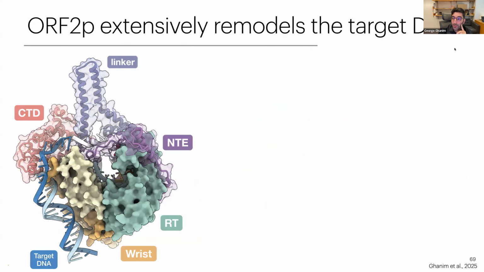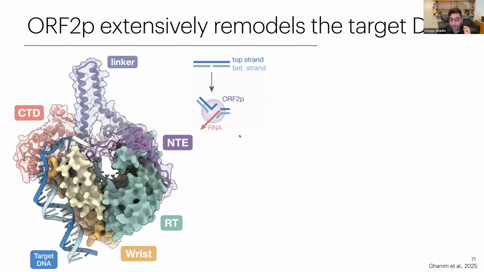Now we'll switch and we'll take a closer look at the nucleic acids in the structure. And to me, this is the most fascinating part, and it's really the most unexpected part. We find that ORF2P is extensively remodeling the target DNA. And this was completely unexpected because recall, the target DNA was presumably just nicked on the bottom strand. It's designed to mimic the intermediate after nicking by the endonuclease. So presumably the target DNA is just nicked on the bottom strand, but within our structure, we find that ORF2P is effectively breaking the target DNA into these two parts.